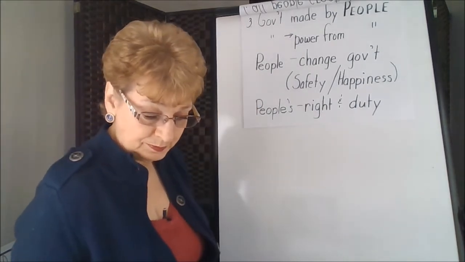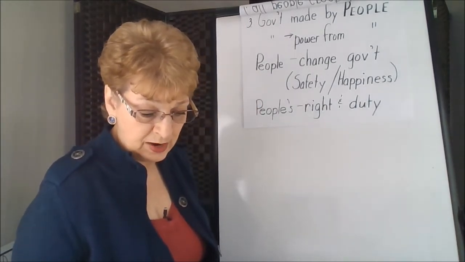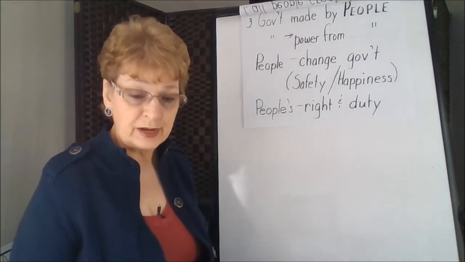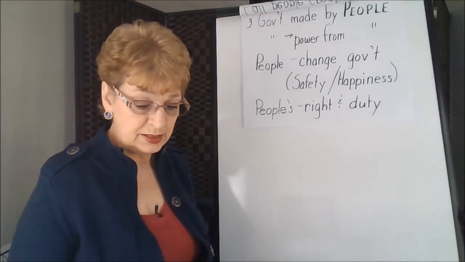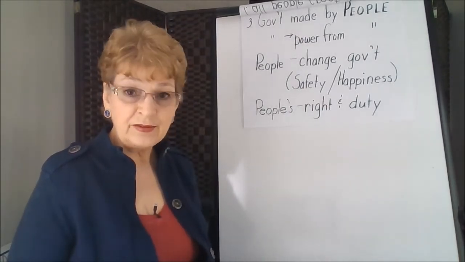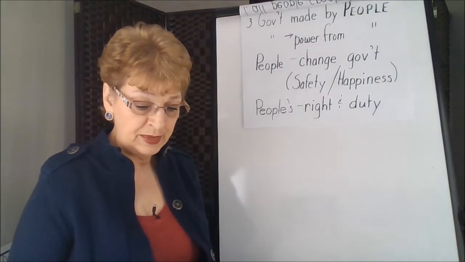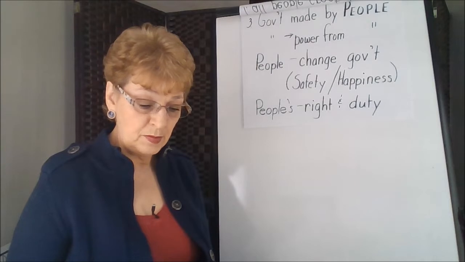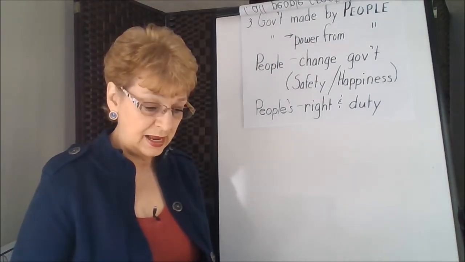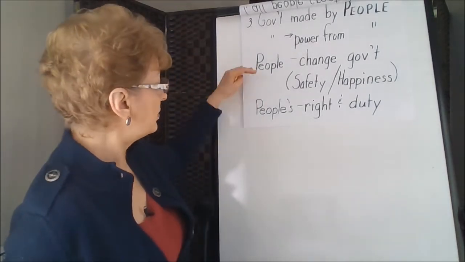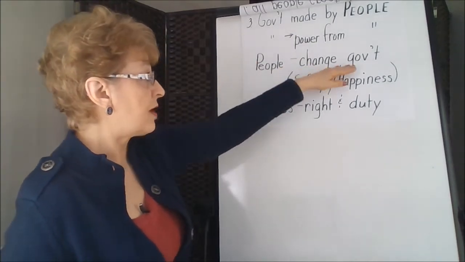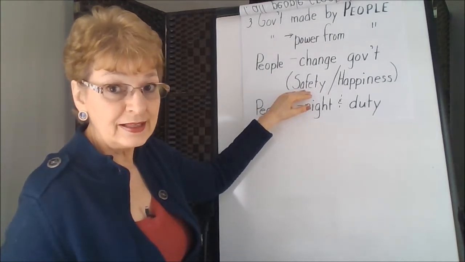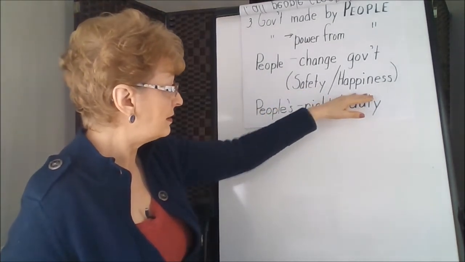Going back to the document, that whenever any form of government becomes destructive of these ends, it is the right of the people to alter it or abolish it, and to institute new government, laying its foundation on such principles and organizing its power in such form as to them shall seem most likely to effect their safety and happiness. My note: people could change their government. They're interested in the government protecting their safety and their happiness.